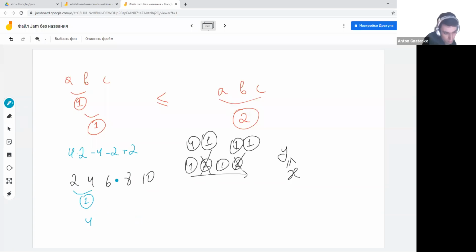Then let me just find where I have. Then I can combine 6 and 4 using operation number 1 and obtain, actually, 6 times 4 minus 6 minus 4 plus 2, which would be 24 minus 10 plus 2, 14 plus 2, 16. So the result here would be 16.